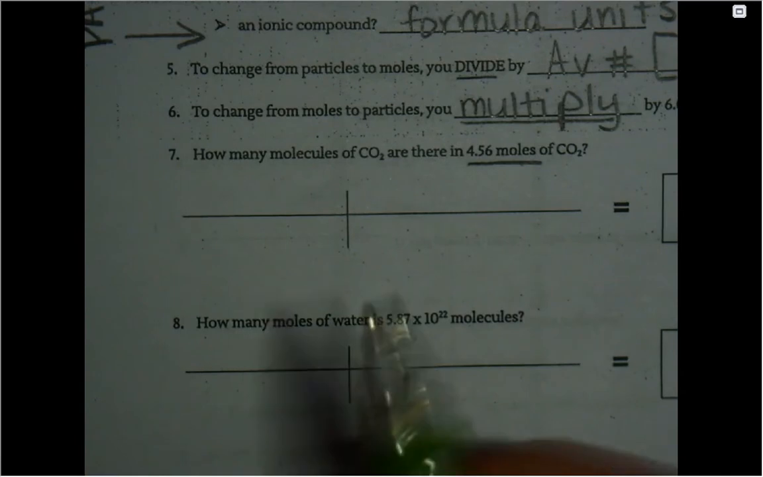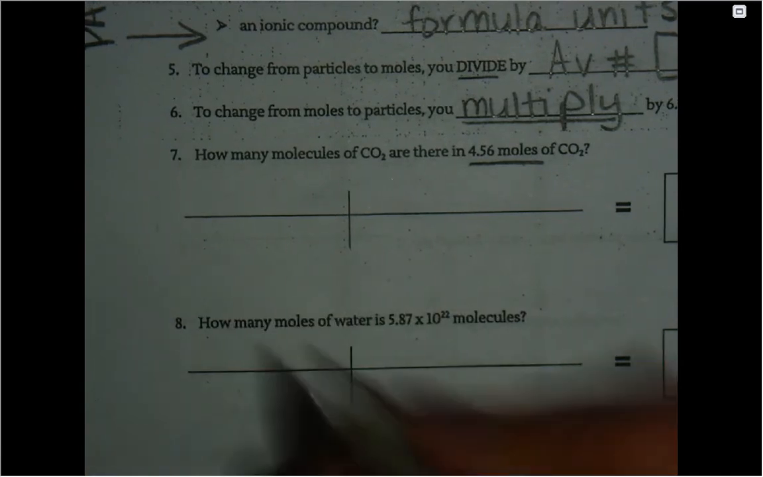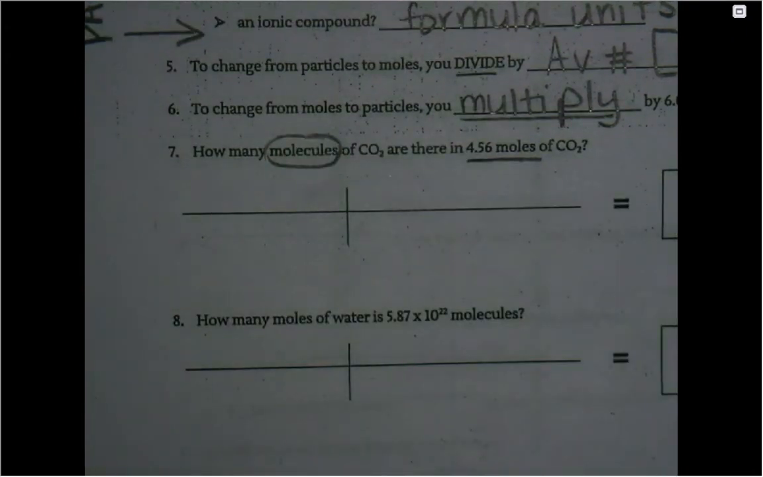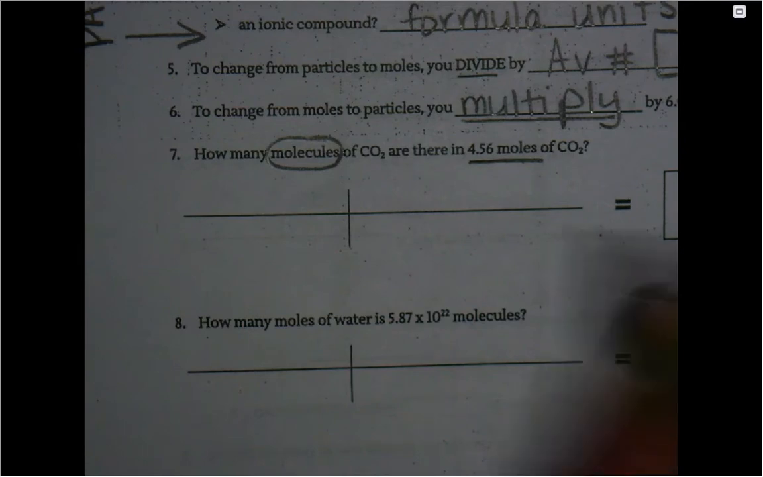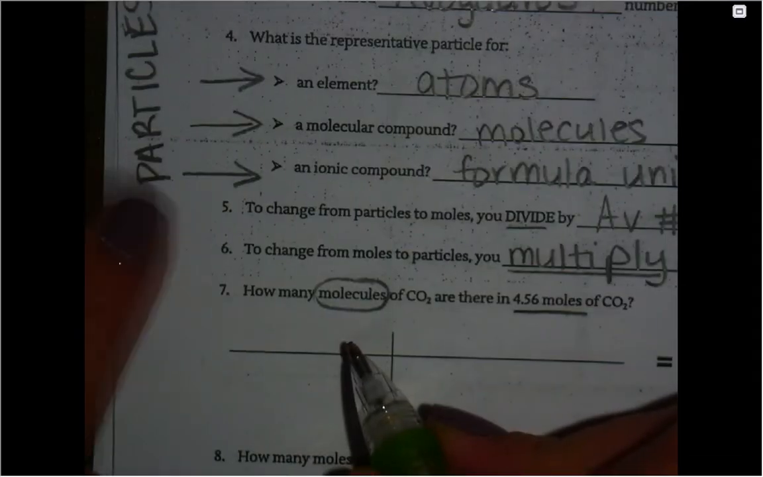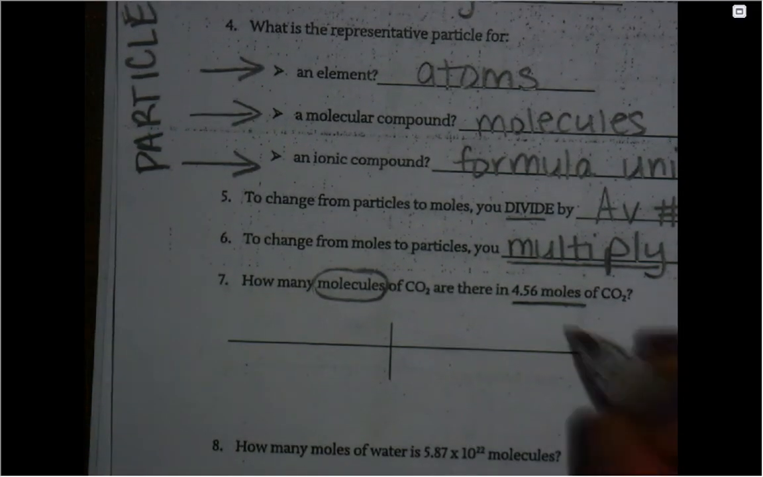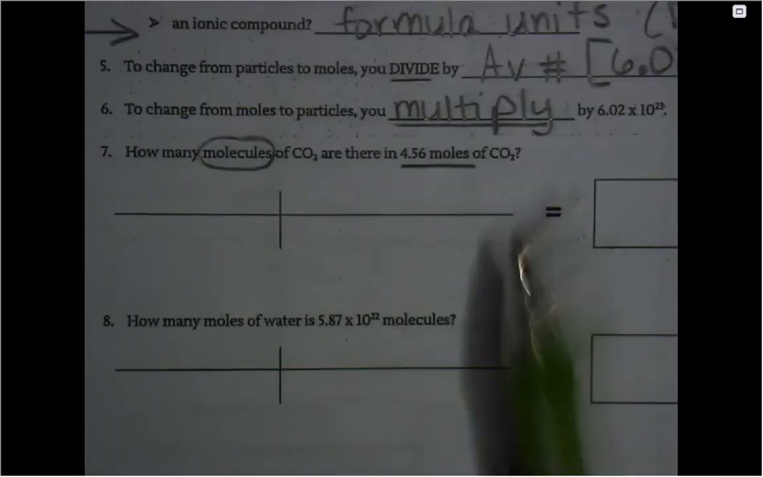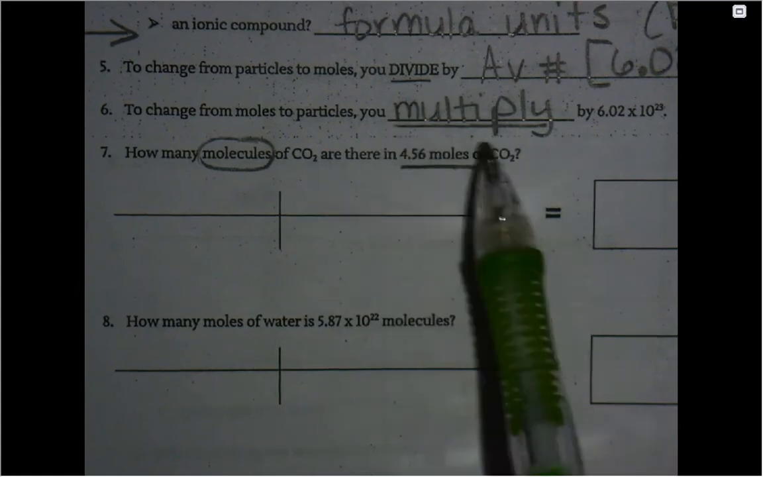You want to circle what the question is asking for. What is the question actually asking for? Molecules. So we're going to circle the word molecules. Okay, circle the word molecules. So now that we have where we're going to go, we have moles to molecules. What is molecules also known as? Particle. It's a particle. So we are going from moles to particles. So ultimately, we are going to be multiplying, okay?